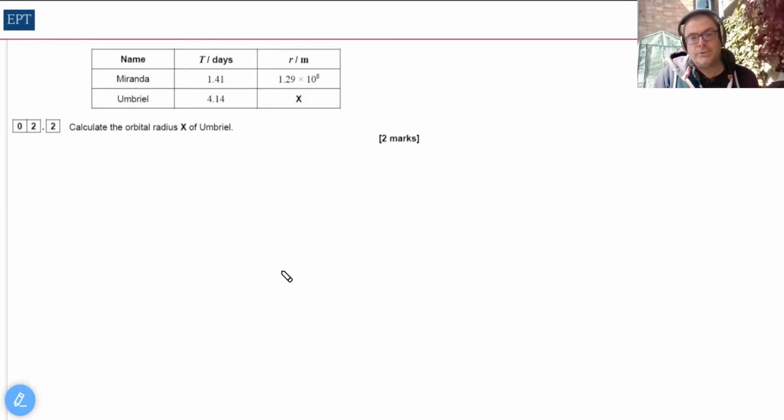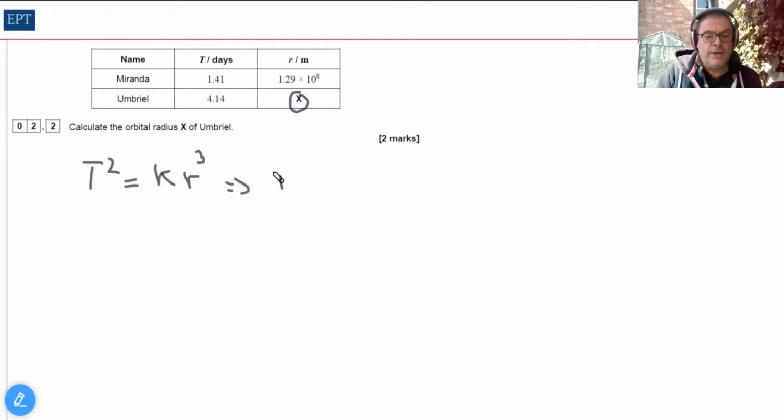In this next part, we are asked to consider the system of Uranus and two of its moons, Miranda and Umbriel, and asked to find the orbital radius of Umbriel. Well, we know from previous work that this is true: the period squared is equal to a constant times the radius cubed. So in other words, whatever we get for T squared over r cubed for Miranda will be the same as T squared over r cubed for Umbriel.